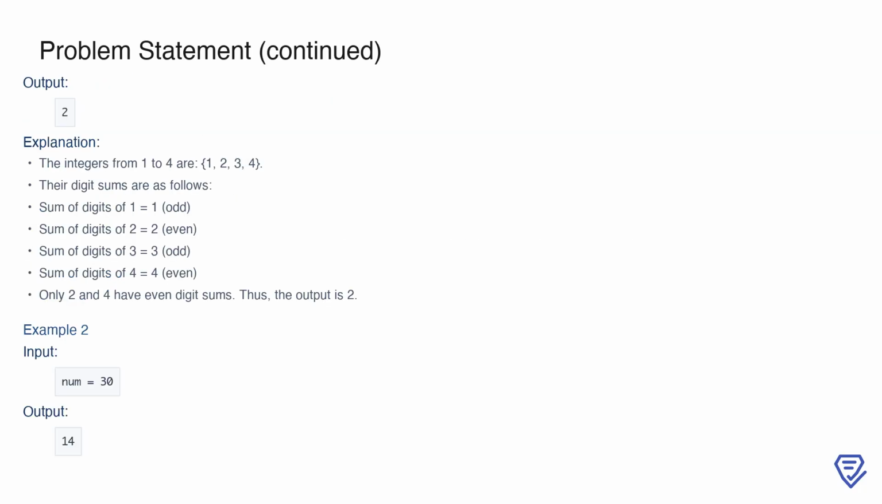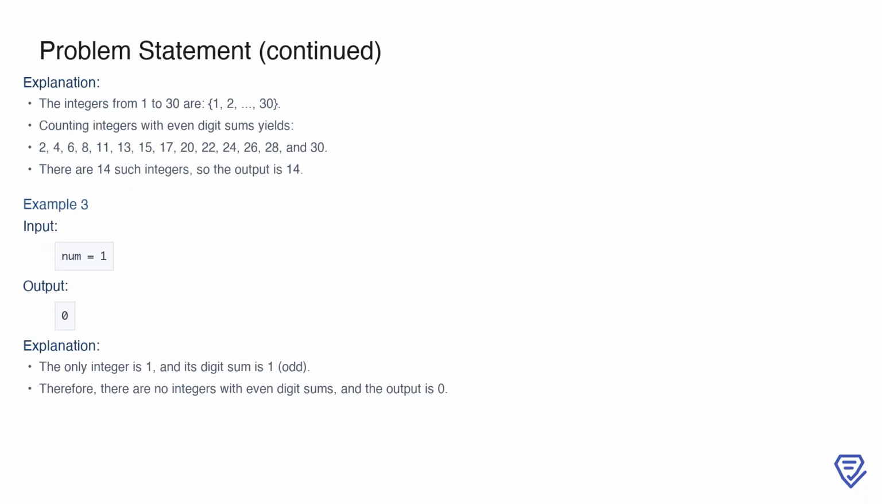To clarify this with an example, consider the case where number is equal to 4. The integers from 1 to 4 are 1, 2, 3, 4. We calculate the sum of the digits for each number. For 1, the sum is 1, which is odd. For 2, the sum is 2, which is even. For 3, the sum is 3, which is odd. And for 4, the sum is 4, which is even. Out of these, the numbers 2 and 4 have even digit sums, so the output is 2. This demonstrates the process of checking each number up to number and determining whether its digit sum is even.